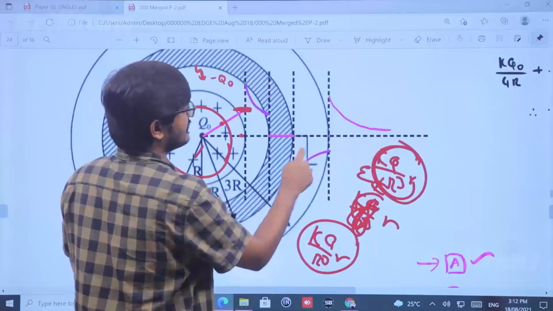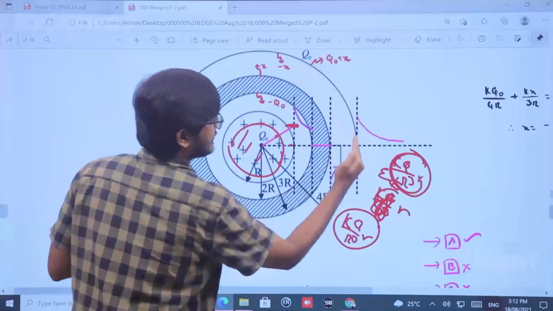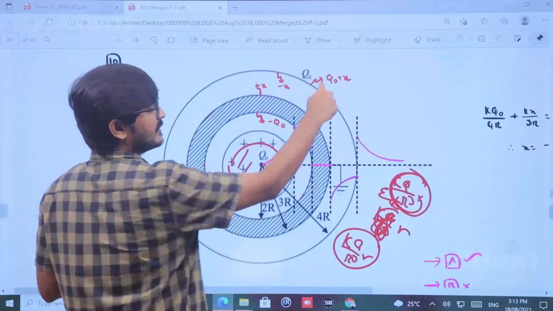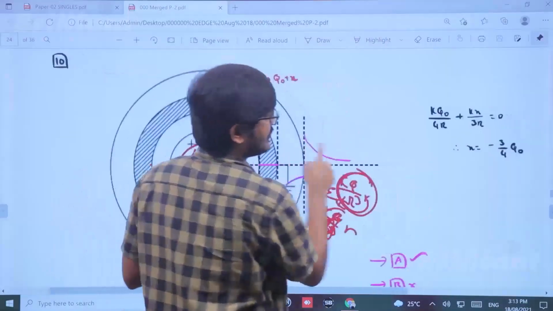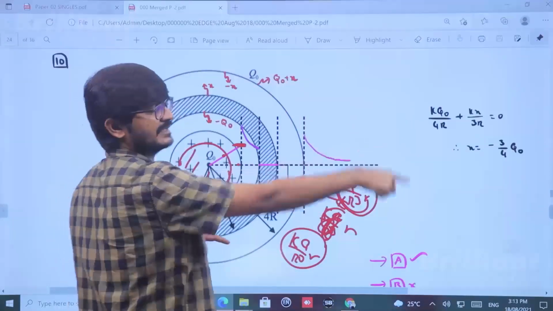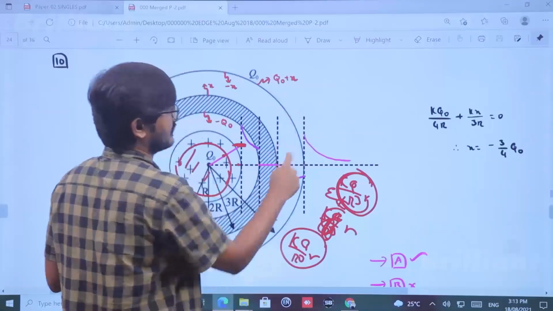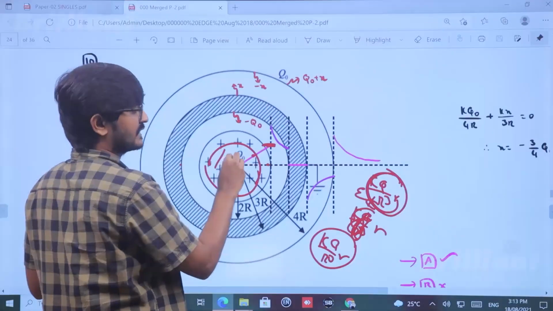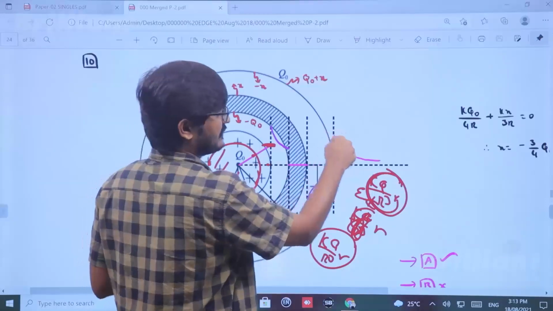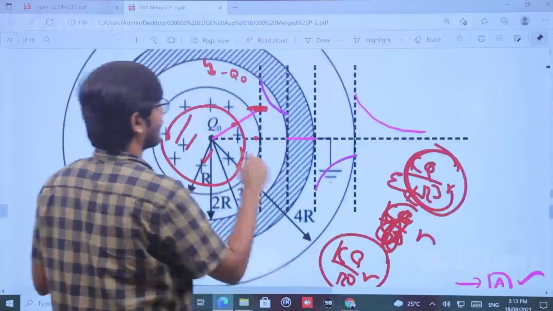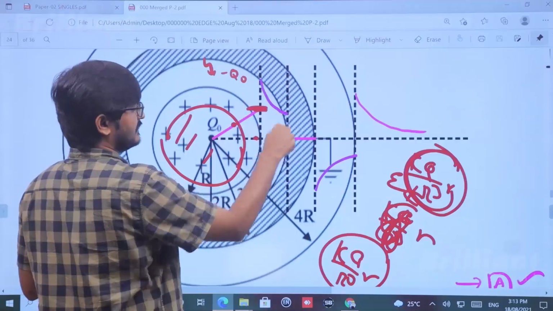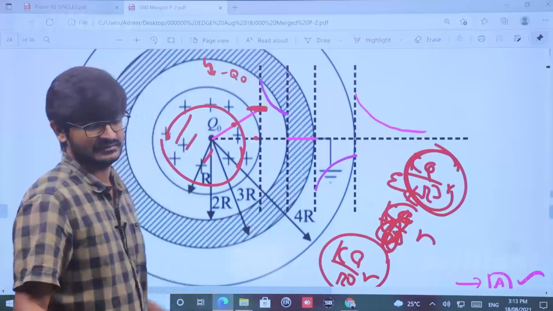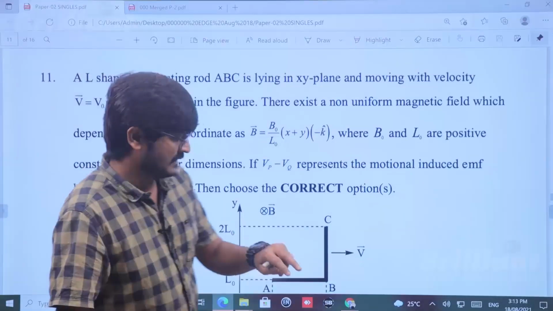After that, when you are talking about this region, the field due to this combination is 0, and there will be field because of only this one, and that value is how much? It is positive, q0 minus 3q0 by 4, which is q0 by 4. So it is positive. You can replace this entire thing with a point charge q0 by 4 at the center, and the field will be something and it will be decreasing. Now you can see the discontinuity, right?